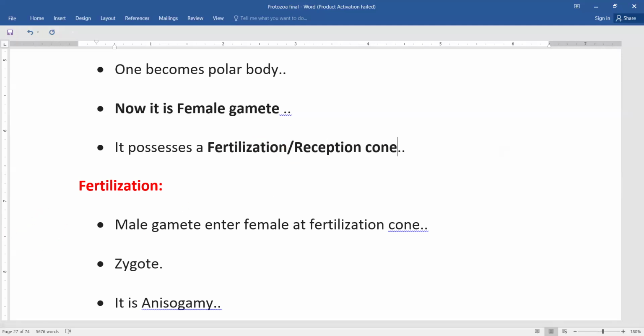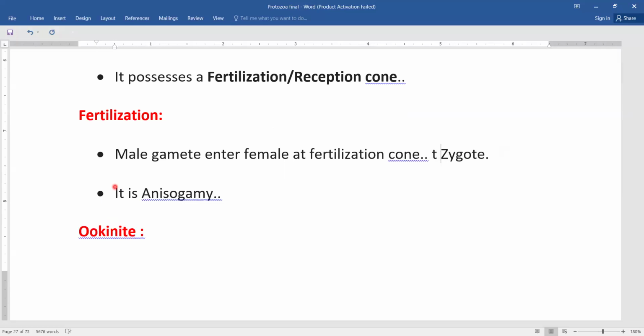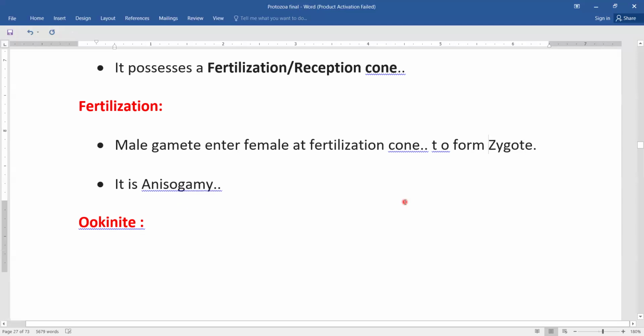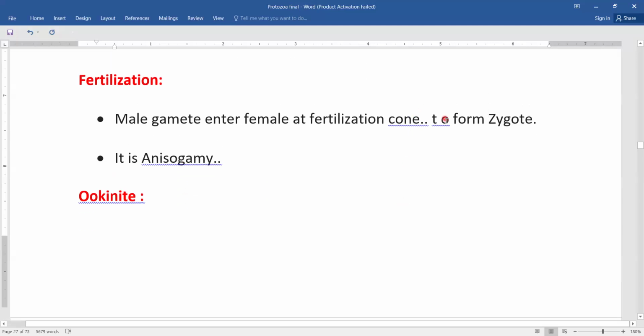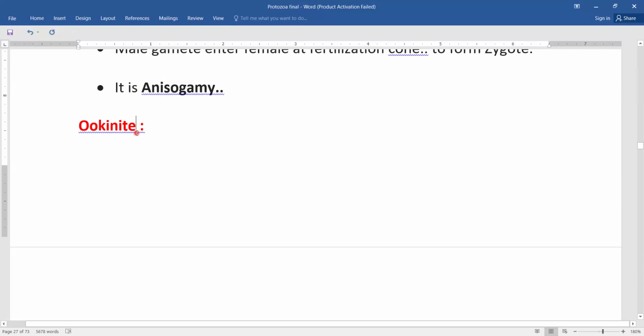The male gamete enters the female gamete at the fertilization cone or reception cone to form the zygote. This kind of fertilization is called anisogamy, because the two gametes are not similar in size and shape. You remember this. And then the ookinetes, I have told you.